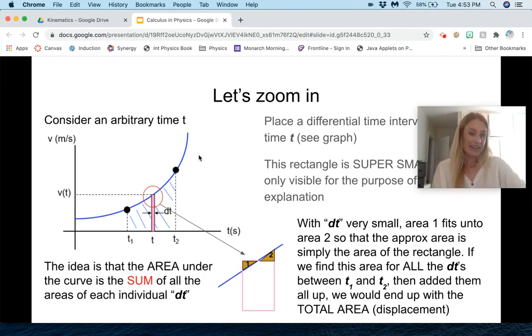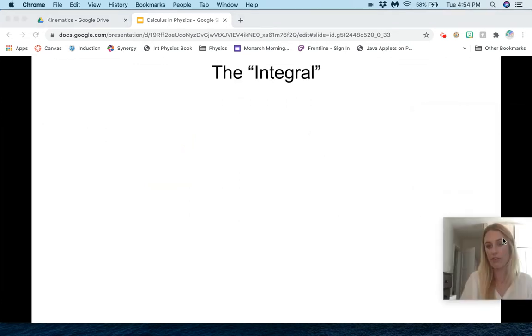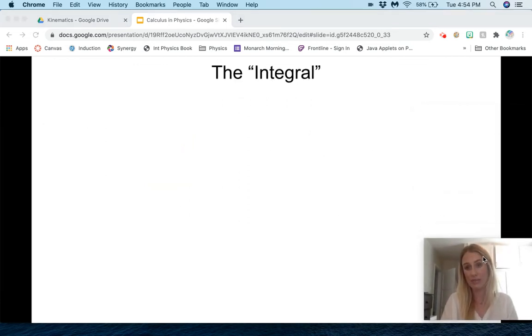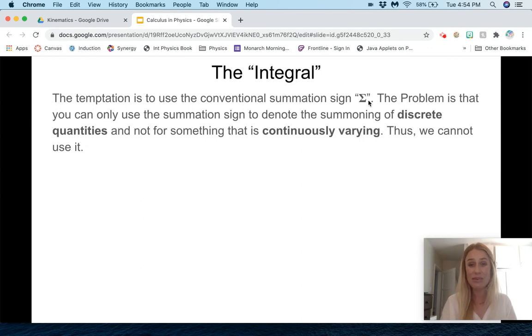The idea here is that the area under the curve is the sum, and that's a very important word here, of all the areas of each individual dt. Now, sum notation, you might have heard of this from pre-calc. If you've seen that sigma symbol, which looks like a sideways M or a sideways W, that is the sum notation. The temptation here is to use that conventional summation sign, meaning we're summing up the area of all those little rectangles.